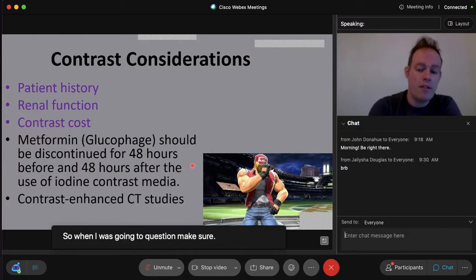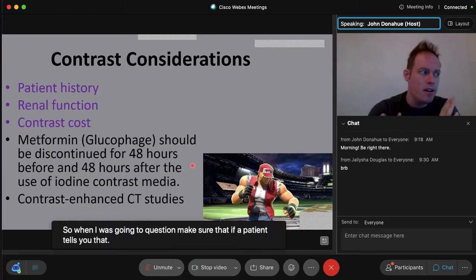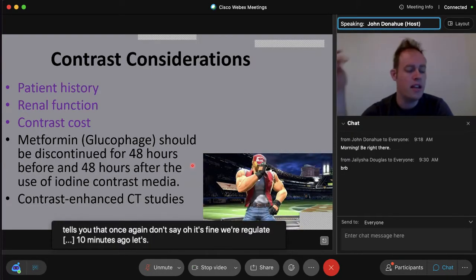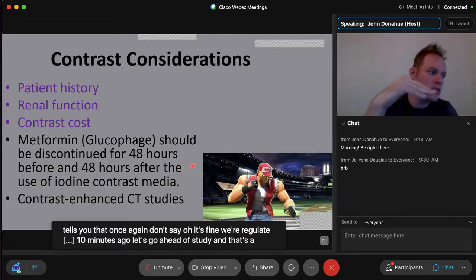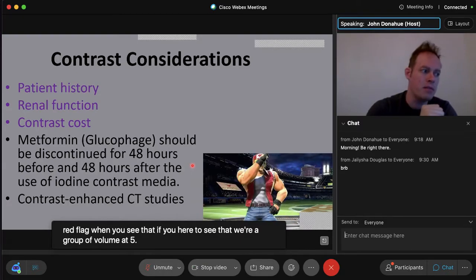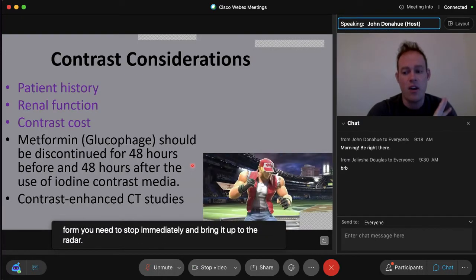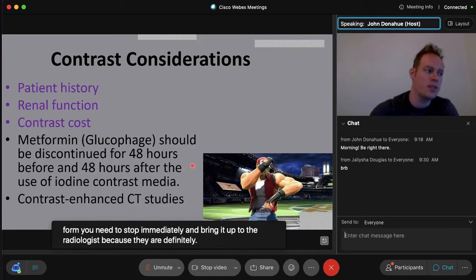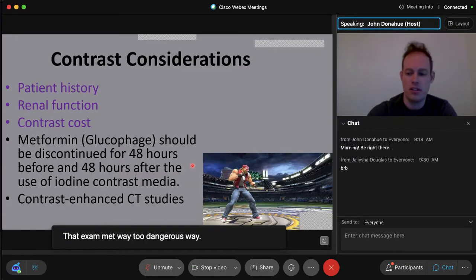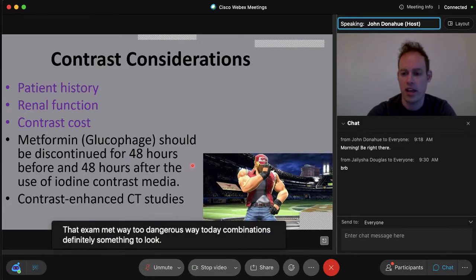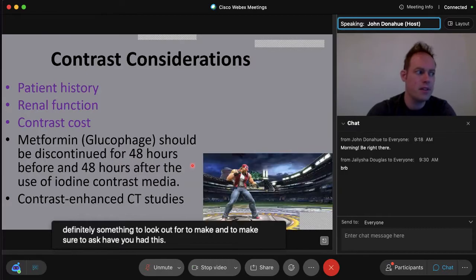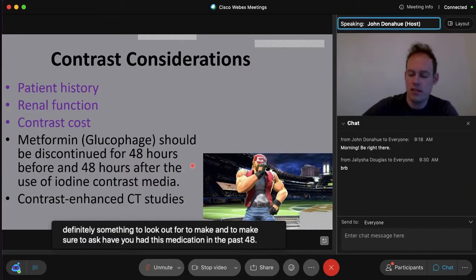Make sure that if a patient tells you that, once again, don't say, oh, it's fine, we'll write down they've had glucophage 10 minutes ago, let's go ahead with the study. Now, that's a huge red flag. When you see or hear that word glucophage or metformin, you need to stop immediately and bring that up to the radiologist, because they are definitely not going to proceed with that exam. Way too dangerous a combination. So definitely something to look out for to make sure that you ask, have you had this medication in the past 48 hours?